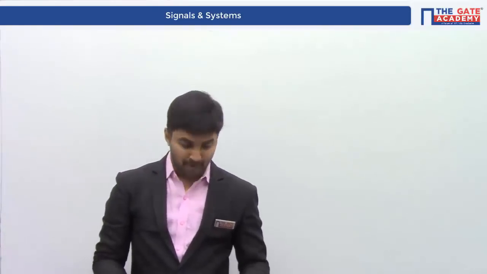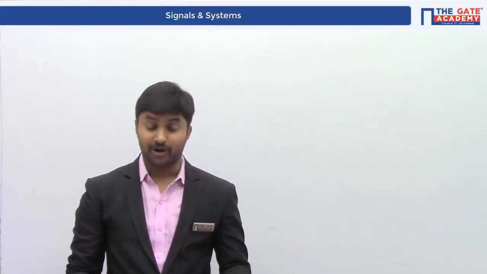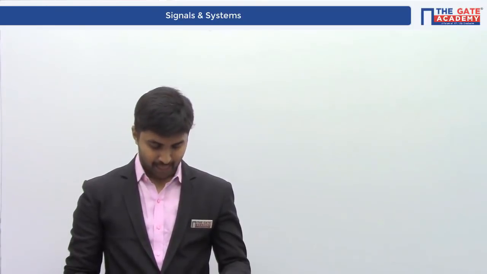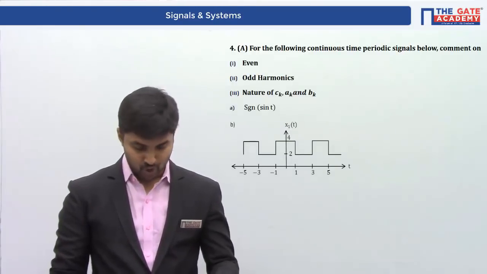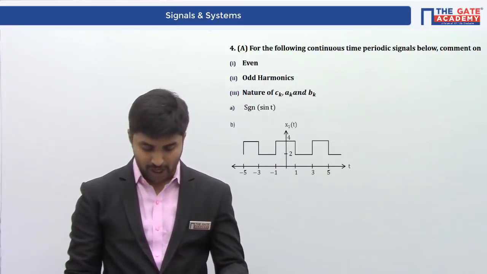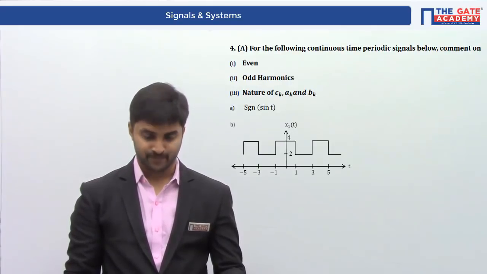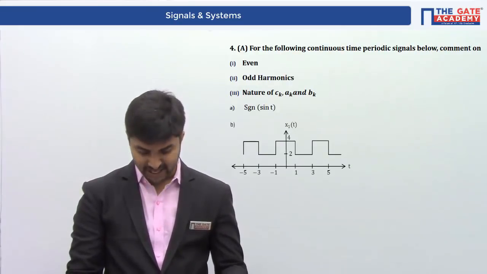So now let us do question number 4. Question number 4 is on the concept of Fourier series. First of all, let me read the question. For the signals given below, comment on the first part, even harmonics; second part, odd harmonics; and third part, the nature of CK, AK and BK.